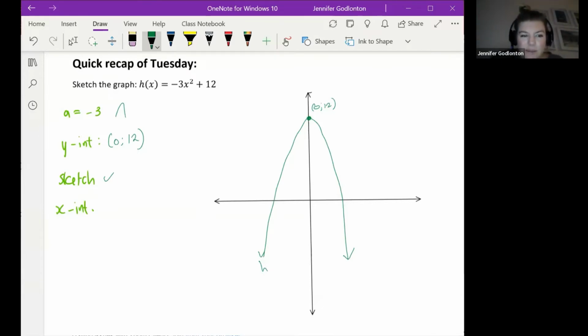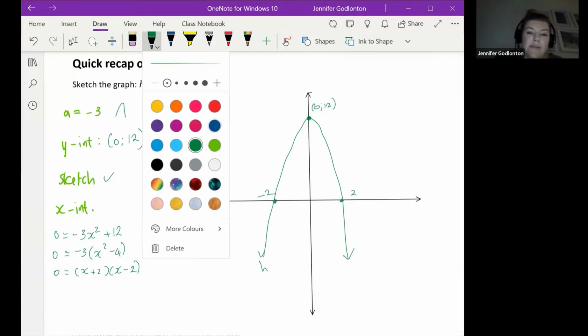Okay, last step, finding our x and y intercepts. If we do it this way, we're saying 0 equals -3x squared plus 12. I'm going to take out a highest common factor of -3, and I've got x squared minus 4. So I'll have x plus 2, x minus 2, which means this will be -2, and that will be +2.